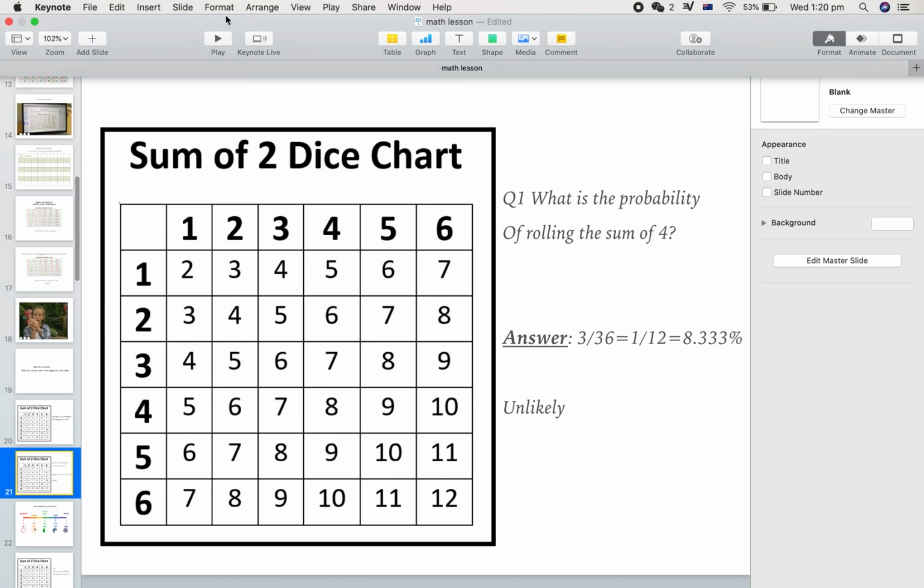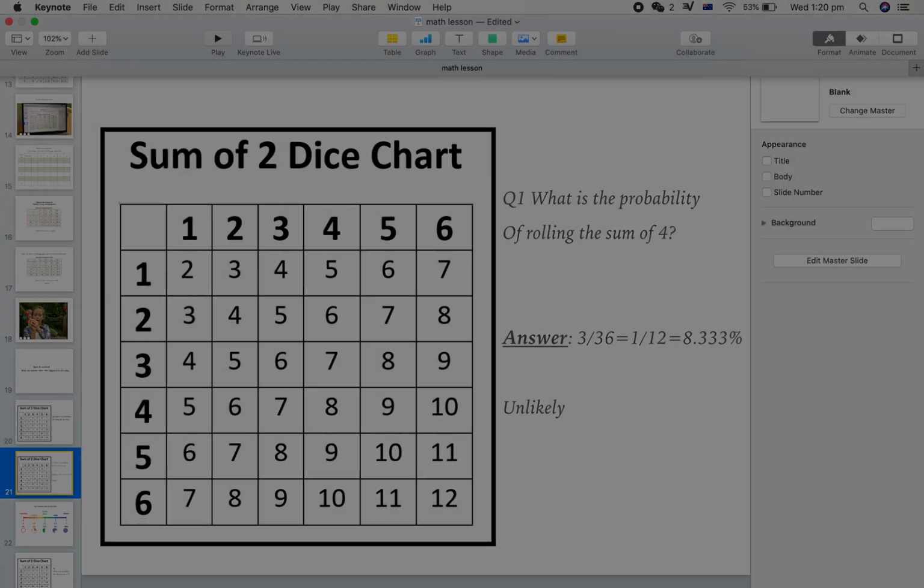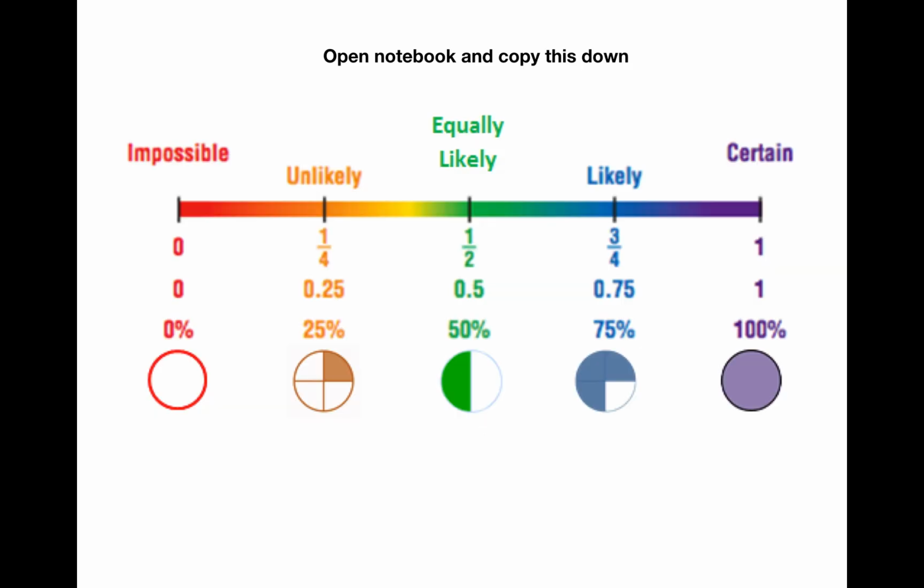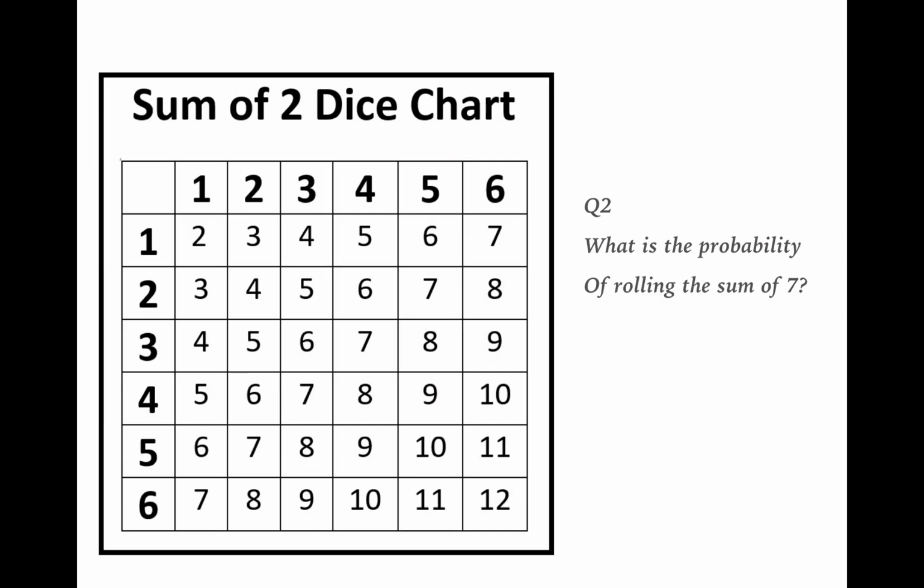Now let's keep moving forward. I'll make this a big screen again. So on a probability line, it's unlikely, and it's between impossible and equally likely. All right, next question. What is the probability of rolling the sum of 7?